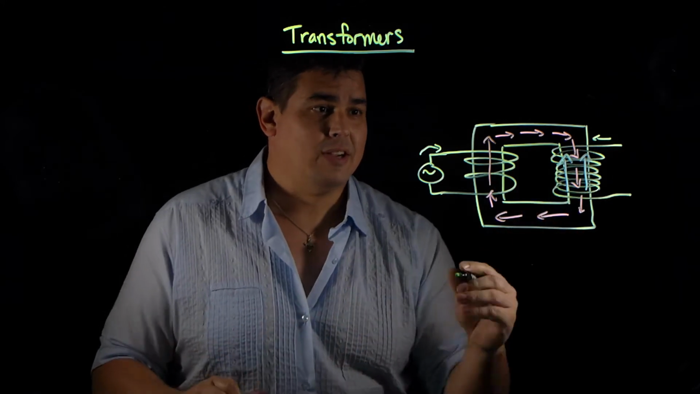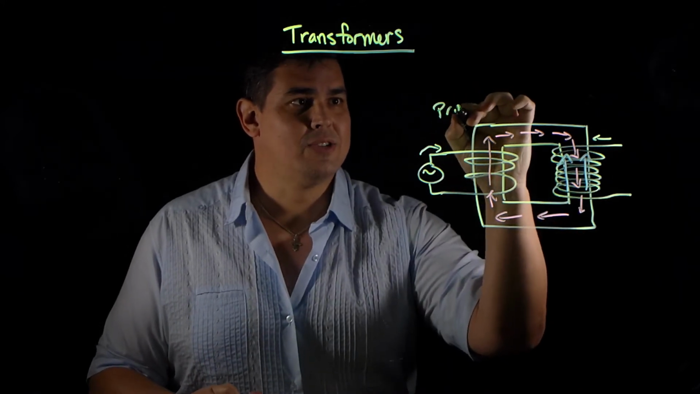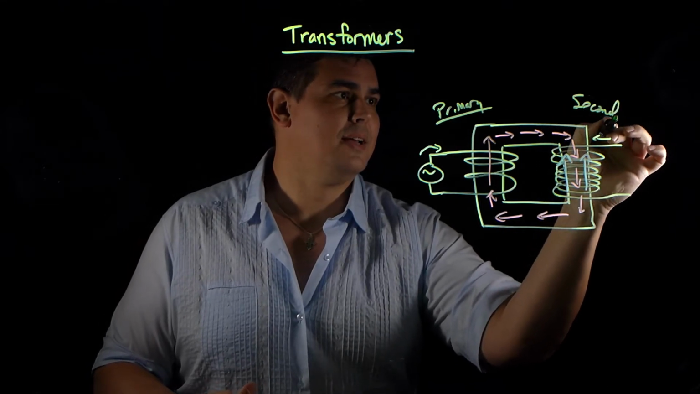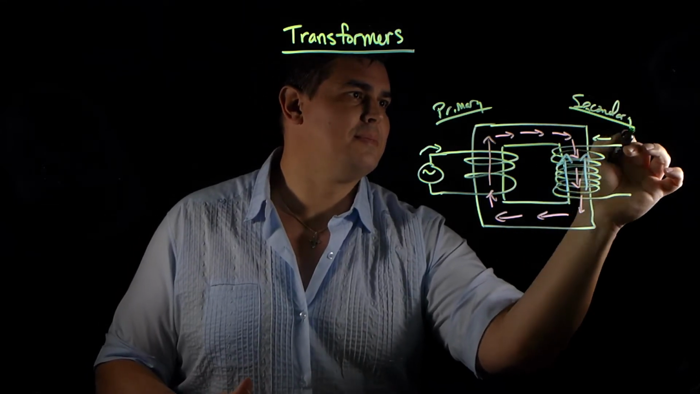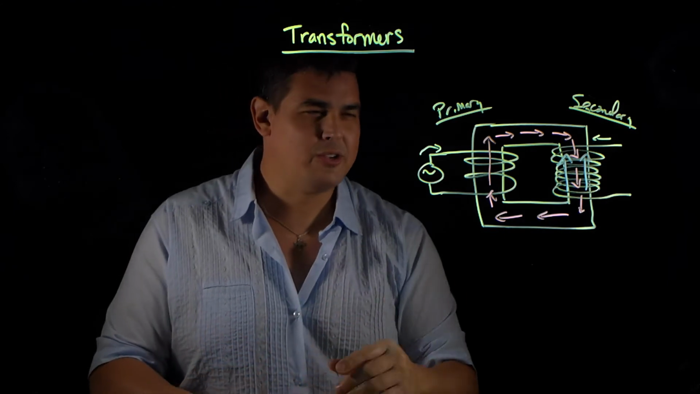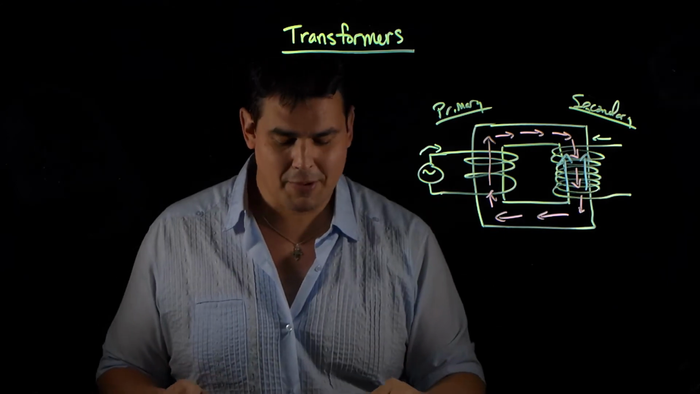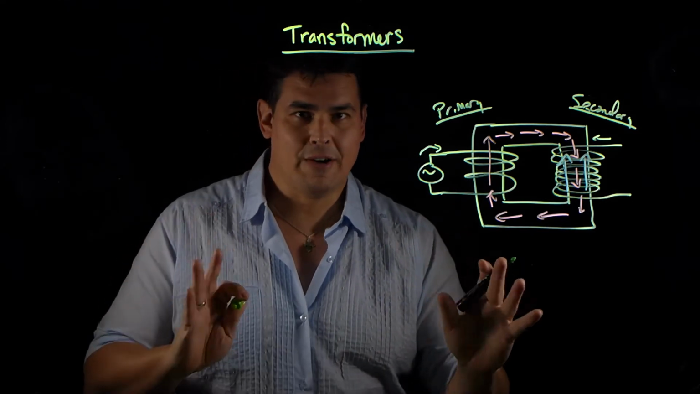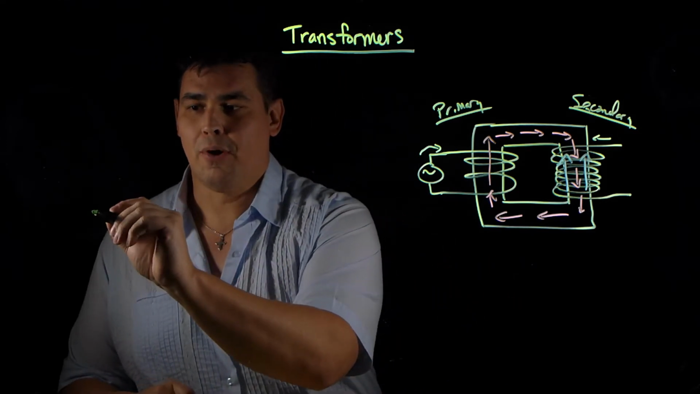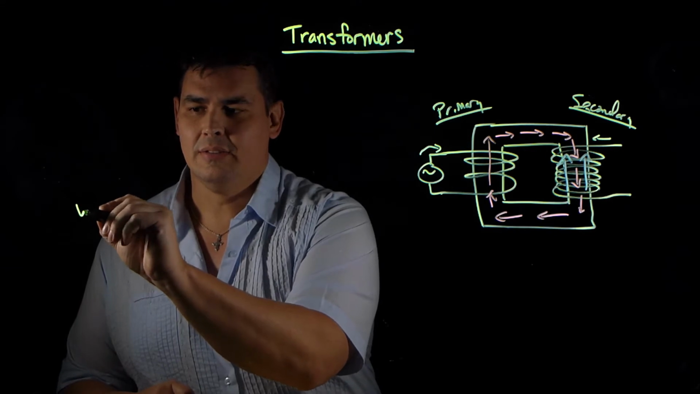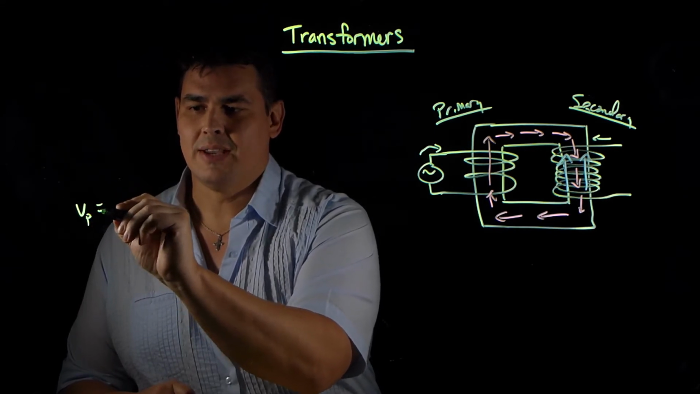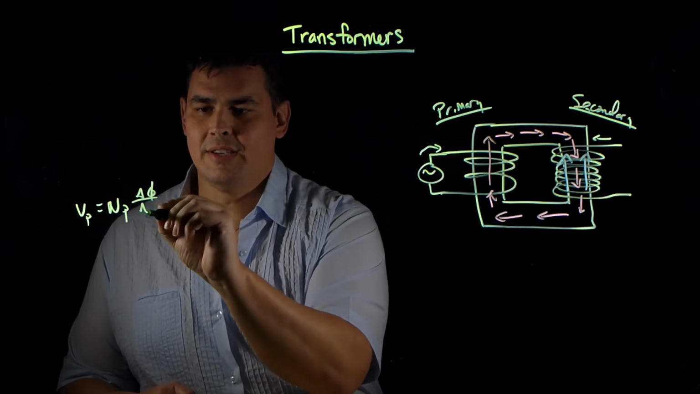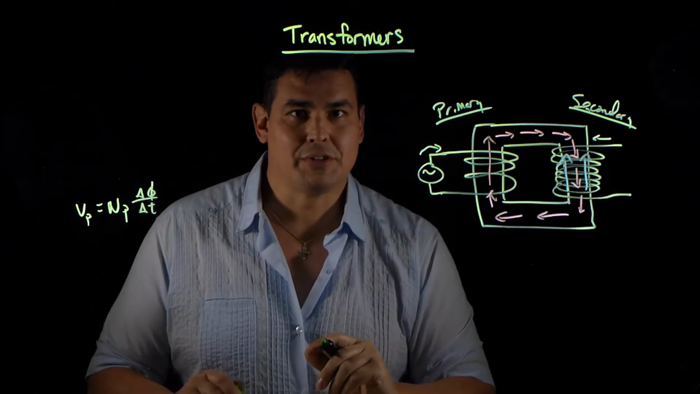Transformers are really easy, right? So there's a primary side and there's a secondary side. So this is the primary side and this is my secondary side. And it doesn't matter which side you call primary and secondary. Usually just whatever side's hooked up to the source is primary. So the way this works is through Faraday's law. For the primary side, the voltage that's induced on the primary side equals the number of coils on the primary side times d phi dt, or the rate of change of flux.